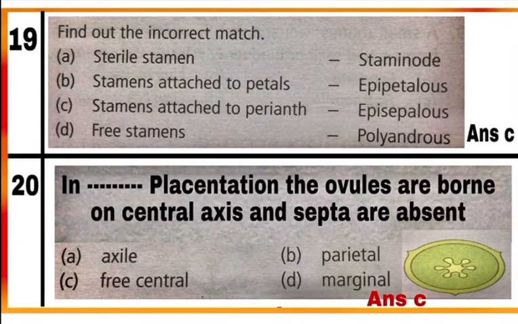Question 20. In dash placentation, the ovules are borne on central axis and septa are absent. Option C is correct. In free central placentation, the ovules are borne on central axis and septa are absent. Examples of plants showing free central placentation are dianthus and primrose.